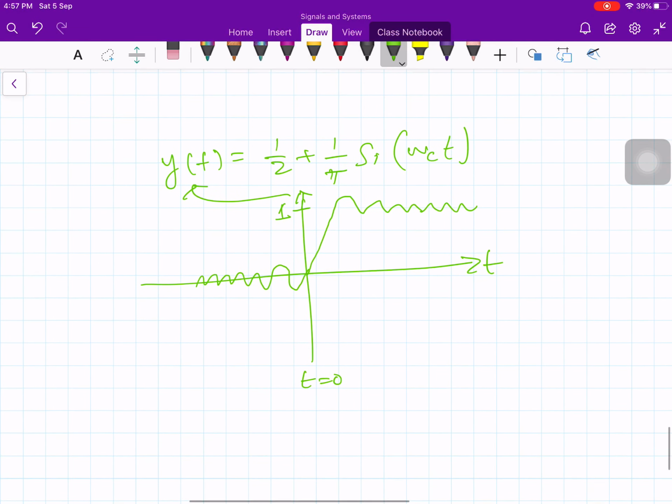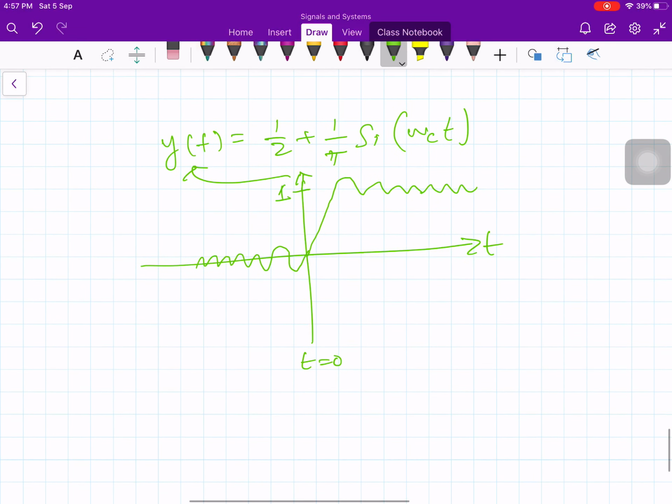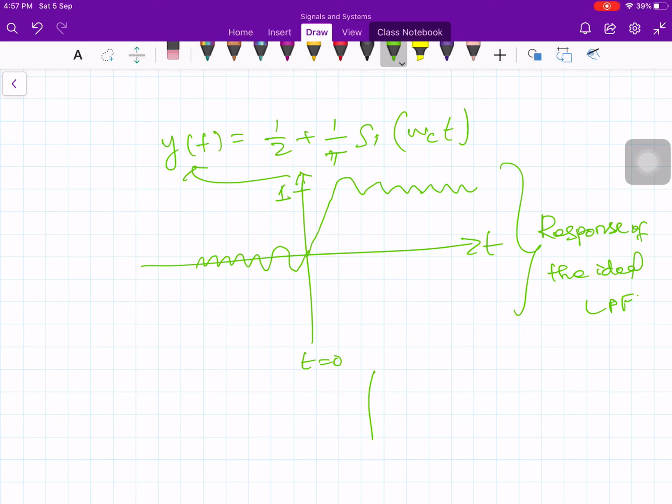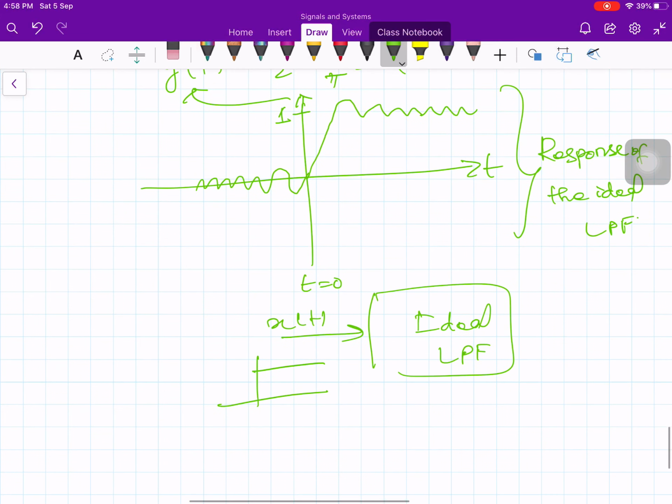Okay, so this will be the response for the unit step function, the response of the ideal low pass filter. For a unit step input, you have an ideal low pass filter. You are giving the input x of t, and that x of t is a unit step. That means you are applying the input at t equals 0, and before t equals 0, what is the input?